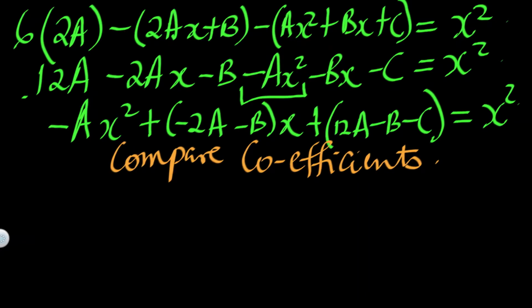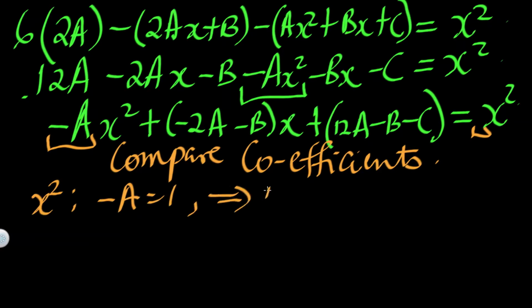What we are saying is the coefficient of x squared on the left-hand side should be the same as the coefficient of x squared on the right-hand side. In this case, the coefficient of x squared here is minus a, and on the right-hand side it is 1. We can therefore conclude that minus a is equal to 1, which tells us that a is equal to minus 1. So we know our a now. It is minus 1.